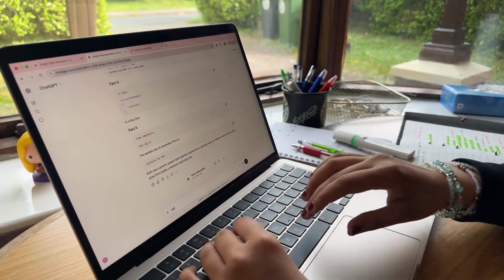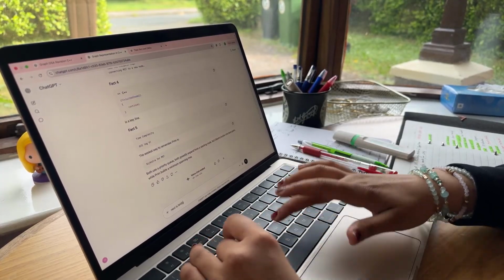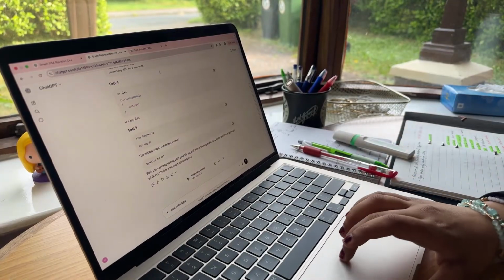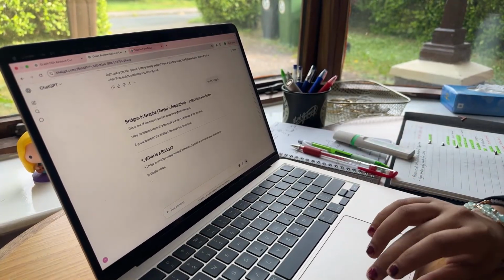Next is bridges. Bridges is an important concept. Articulation point is also an important concept, and Kosaraju is quite easy, so this is a fun concept.